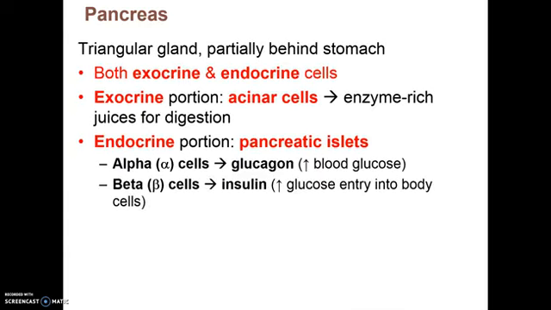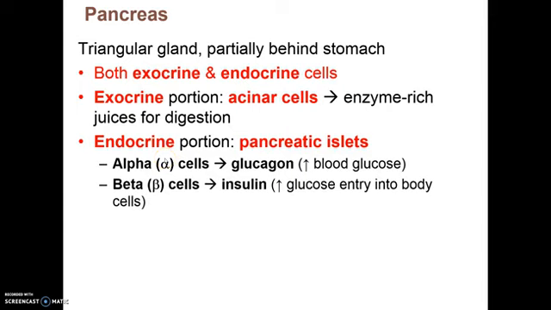Pancreas. The pancreas is a triangular gland, and it has both exocrine and endocrine function. The exocrine part is the acinar cells, and they produce digestive enzymes. 99% of the pancreas is exocrine. 1% is endocrine and it contains the pancreatic islet. Islet means island.